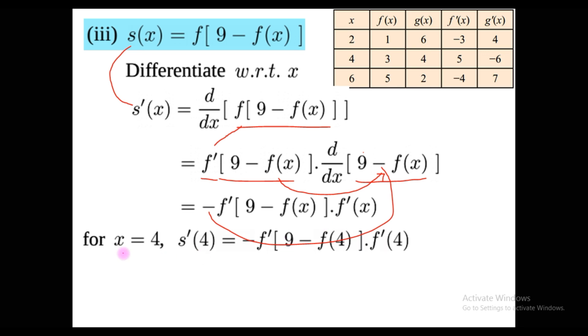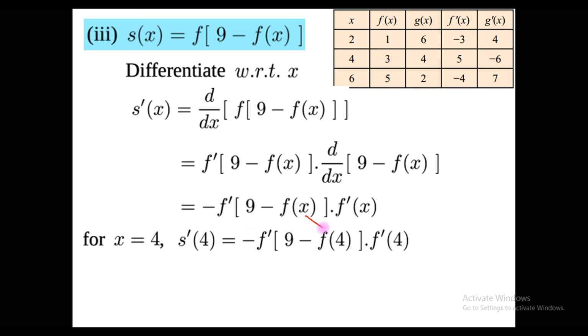Now they are asking us to find the value of s dash of 4. For that, what we have to do is replace x by 4. Wherever there is x, I am going to replace it by 4. Here x is replaced by 4, here x is replaced by 4, and even here x, I am replacing it by 4. Now you can see that this is f dash of 4.